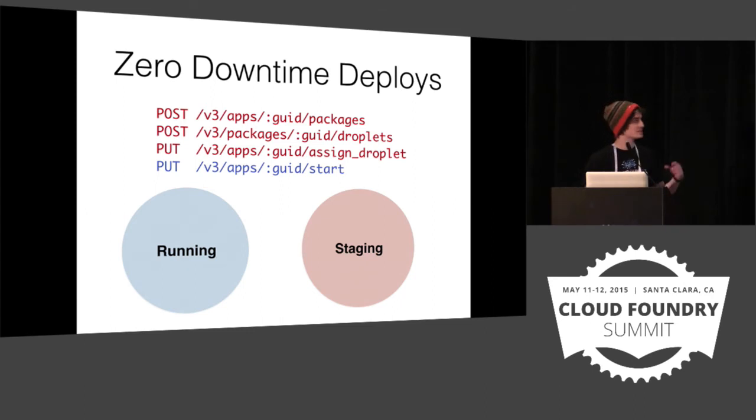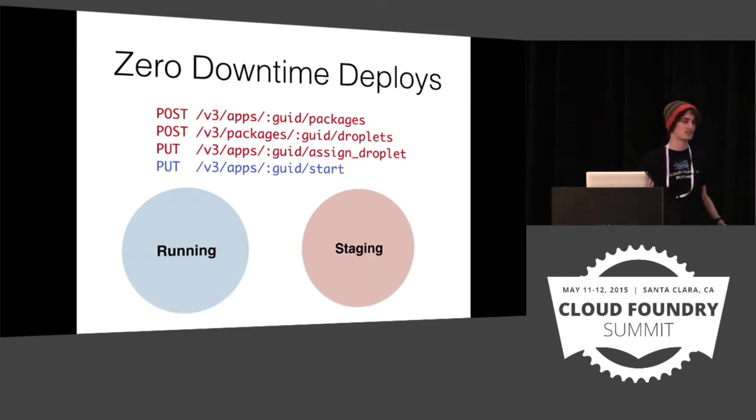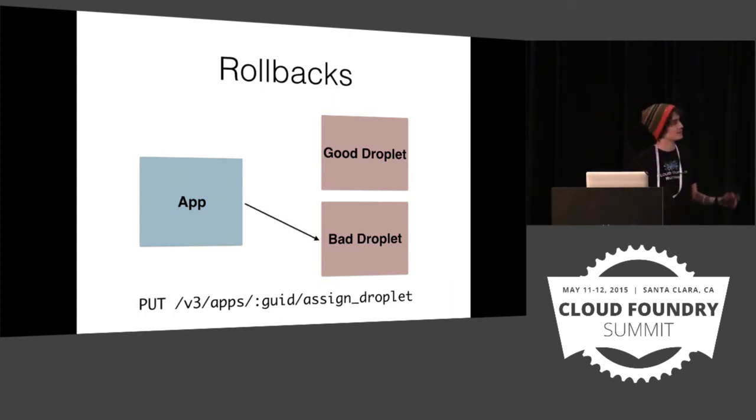In V2, you would need to stop your application, do these actions, and then start your application. This can now all happen separately, and then we have a final API call to tie this in together and actually take effect in the running world. Another big thing is rollbacks. Here, we have an application that's associated with a current droplet. If I wanted to assign it to a new droplet, all I have to do is call the assignment method. Just PUT to V3 apps, GUID. I think it's actually called assign current droplet now.